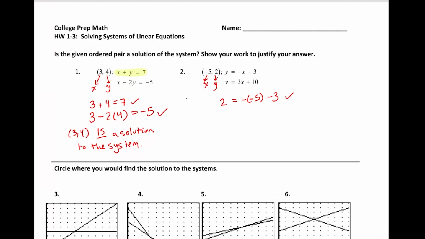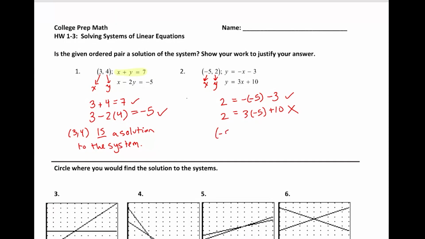Now let's test the second one. 2 equals 3 times negative 5 plus 10. Well, 3 times negative 5 is negative 15, and negative 15 plus 10 is negative 5. So 3 times negative 5 plus 10 is negative 5, and that is not 2. So the point is not on that line. And so even though it satisfies the first one, it does not satisfy the second one. So (negative 5, 2) is not a solution to the system. It's got to be true for both.